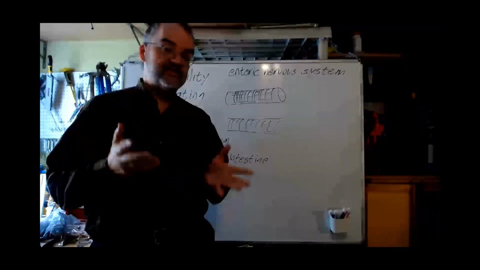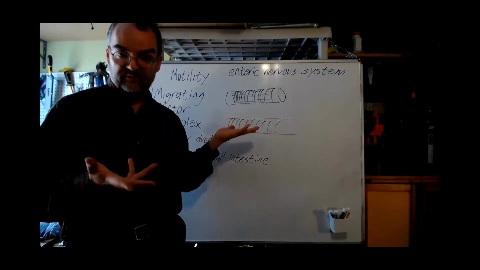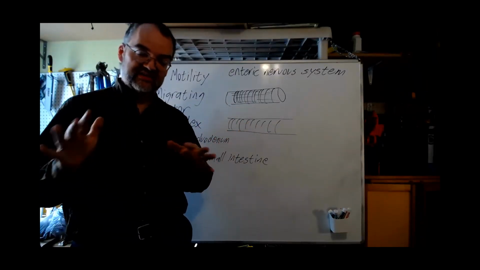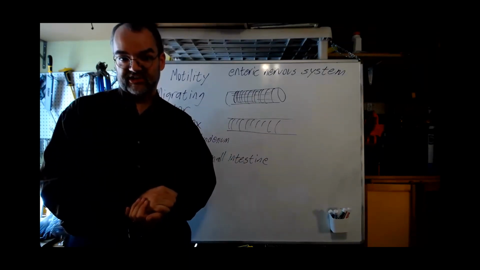So that covers the basic 3 motility patterns, which can be coordinated just by having different programs in the pacemaker cells, having the enteric nervous system handle all this differently. So that finishes our first lecture on the digestive system.